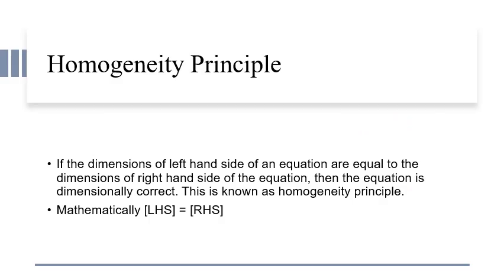Let's see about the homogeneity principle. If the dimensions of the left hand side of an equation are equal to the dimensions of the right hand side of the equation, then the equation is dimensionally correct. This is known as the homogeneity principle. Mathematically you can write left hand side equal to right hand side. Whenever they are equal, that equation is dimensionally correct or dimensionally balanced. This is called the homogeneity principle.